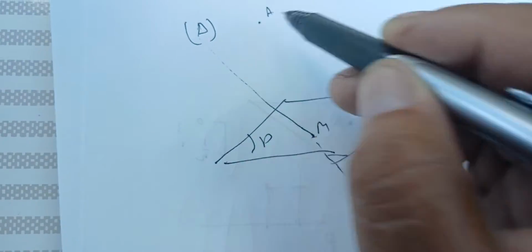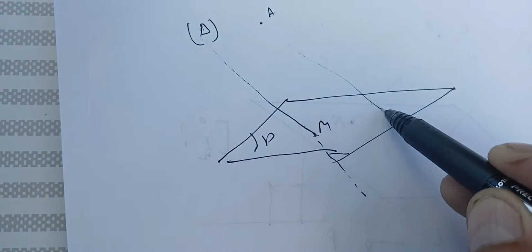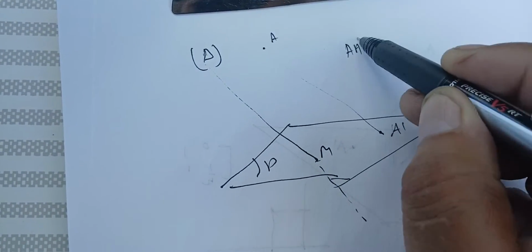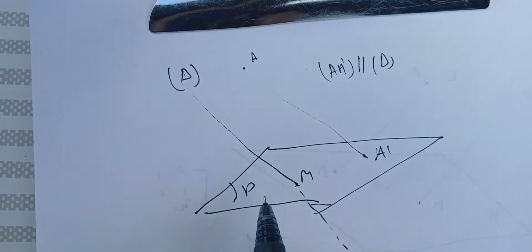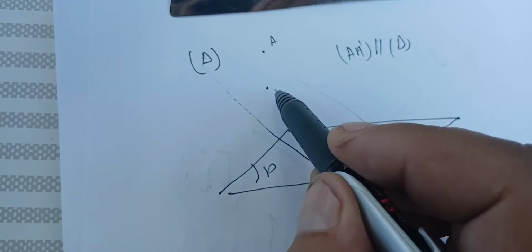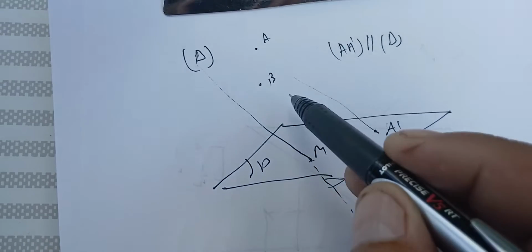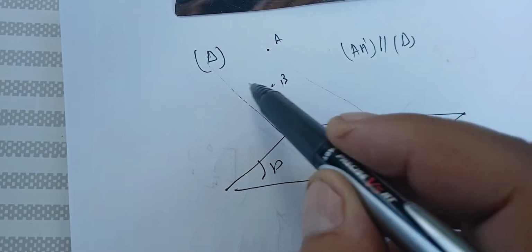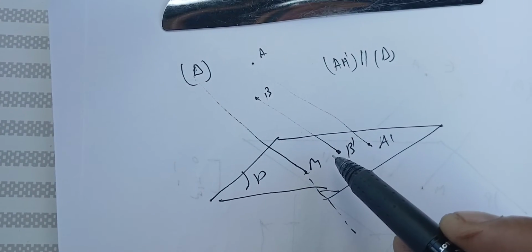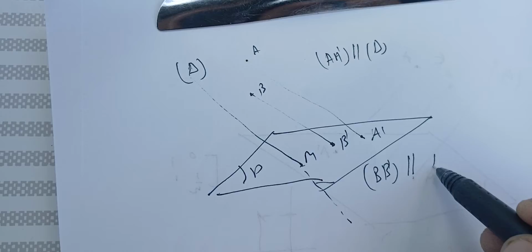So if we take A here, its projection is going to be the line that's parallel to delta and that crosses P in A prime. So this line AA prime is parallel to delta. Okay, let's have one more point. Let's assume that this point is B. So we're going to project B on the plane P by constructing the line that's parallel to delta and hitting the plane in this point B prime, and therefore we have BB prime. The line is parallel to delta.